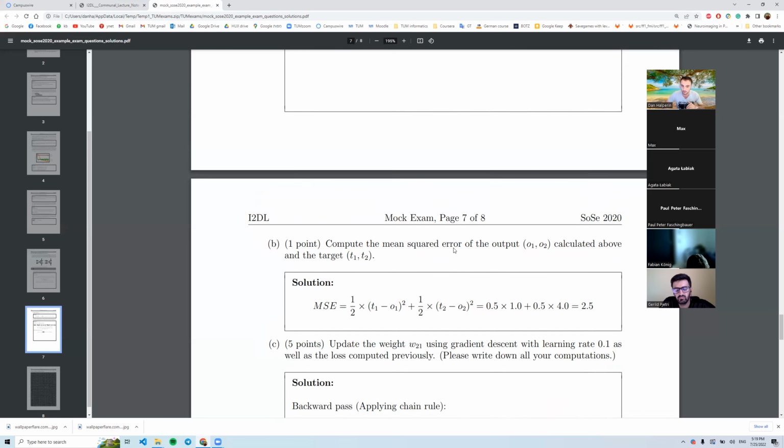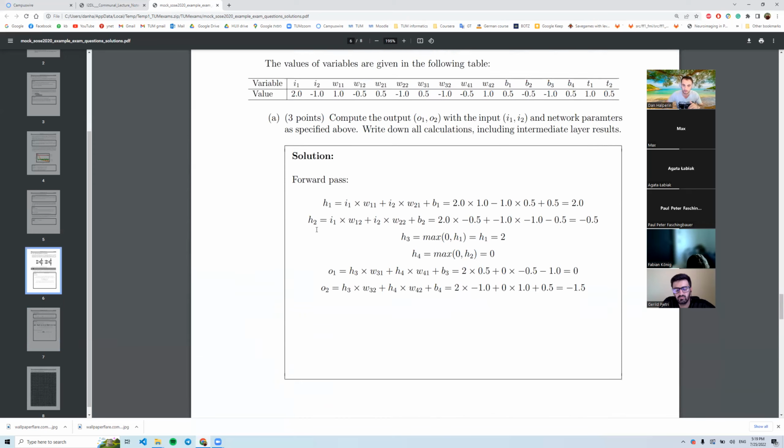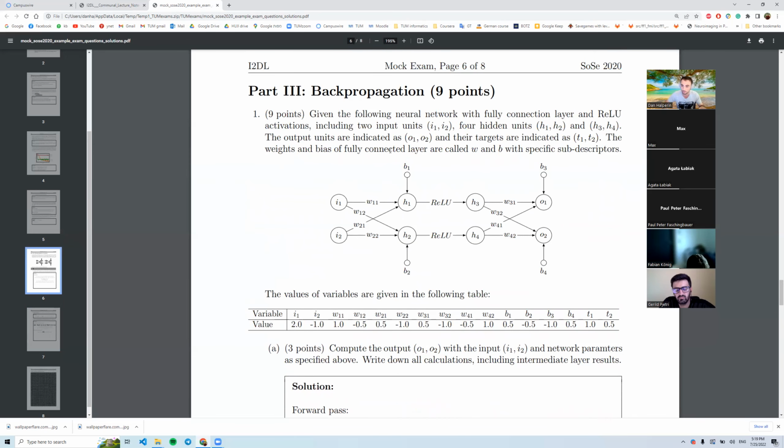Now, the next thing that I want to talk about: in the mock exam, we had this question, and you needed to do backpropagation through this computational graph. And I hope all of you went through this and understand how it's done.